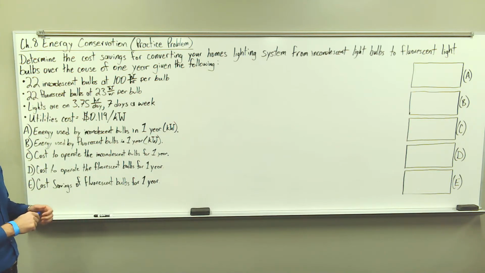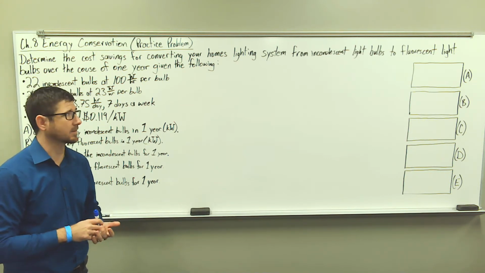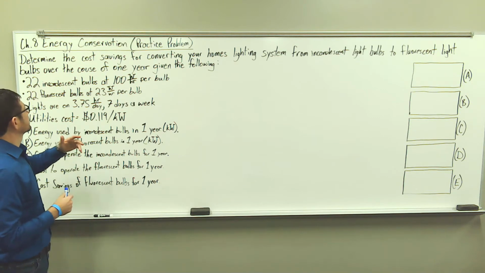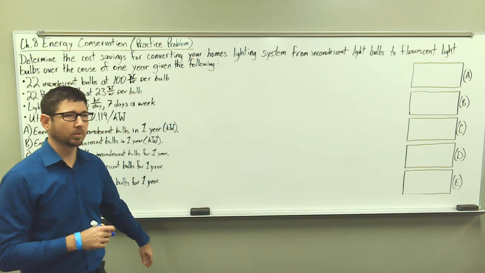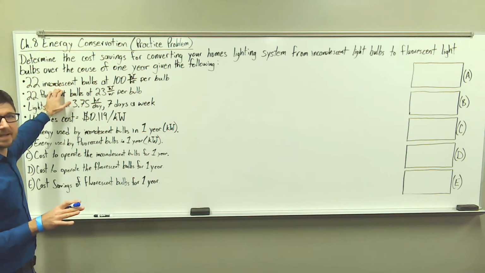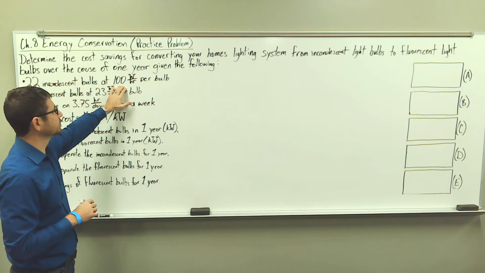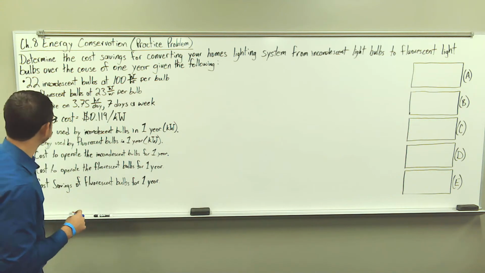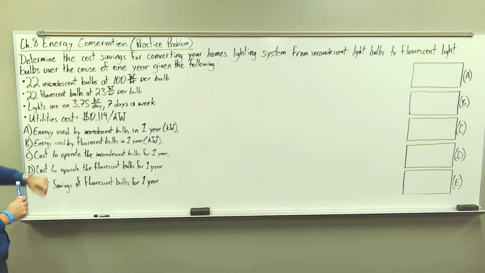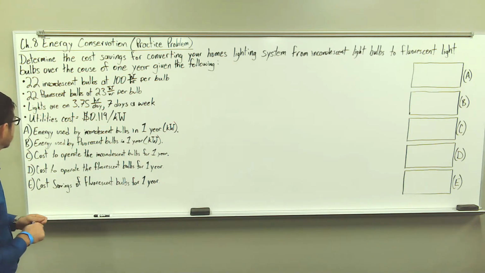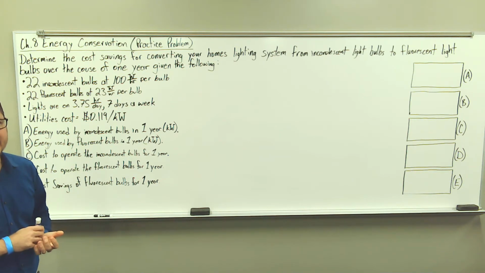Determine the cost savings for converting your home's lighting system from incandescent light bulbs to fluorescent light bulbs over the course of 1 year, given the following. On your worksheet, you're given 4 bullet points. Number 1, we're starting out with 22 incandescent light bulbs, and they are at 100 watts per hour for each bulb. We're going to replace them with 22 fluorescent light bulbs at 23 watts per bulb. And then the lights are on in the house for 3.75 hours each day.